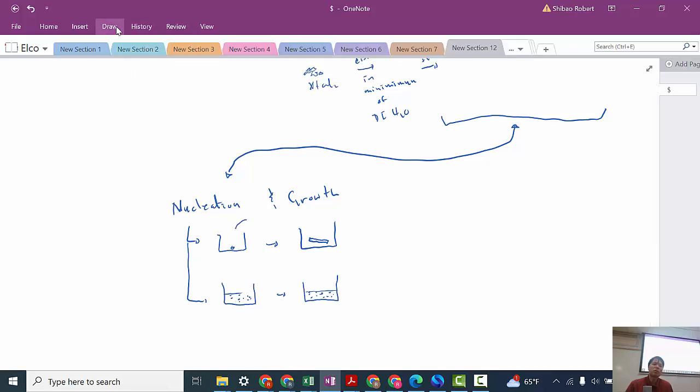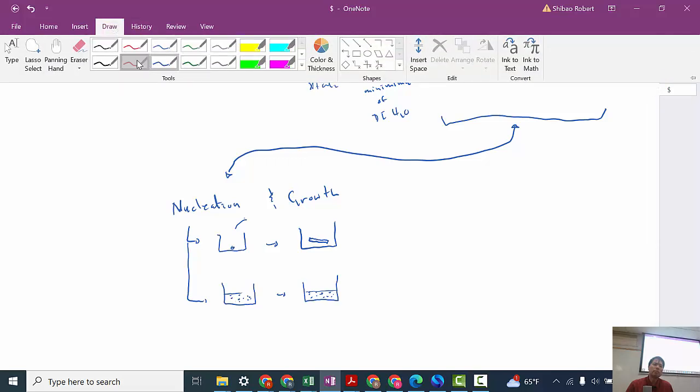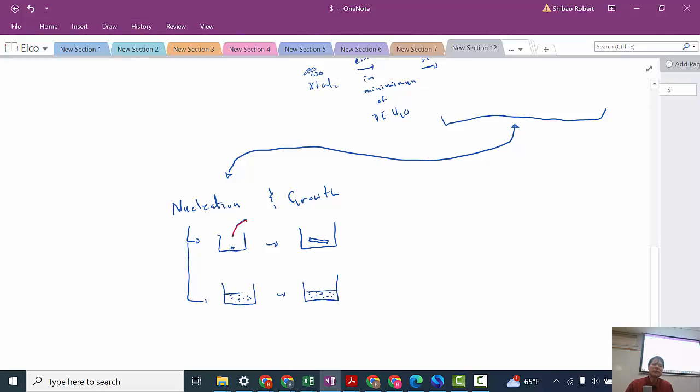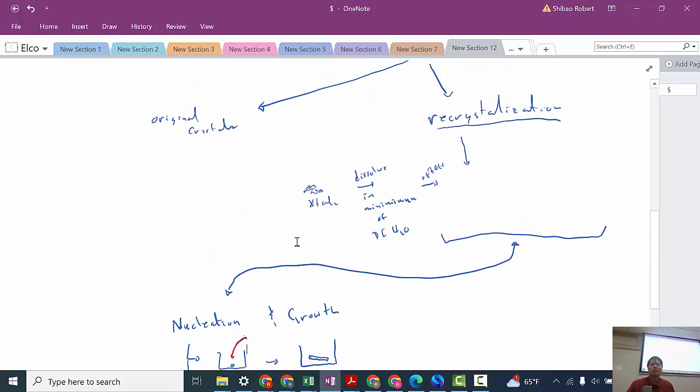So that's potentially one method. Well, we have seed crystals. So we're going to try this. You have your original crystals here. You're going to take one of those crystals out and use it as a seed.